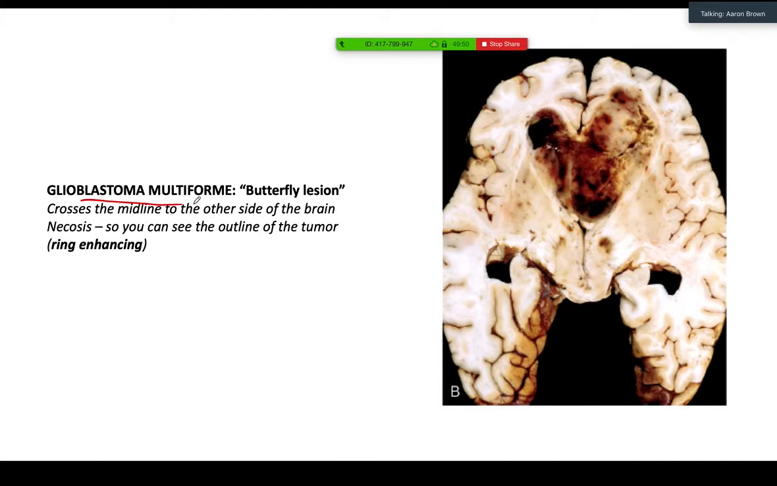Okay. Glioblastoma multiforme. Here we look for a butterfly lesion. I'm going to put a star by this because this is very typically described in the question stem. These butterfly lesions will cross the midline to the other side of the brain. You can see here they're describing it as sort of a butterfly lesion because it does cross the midline, involving both sides of the brain.